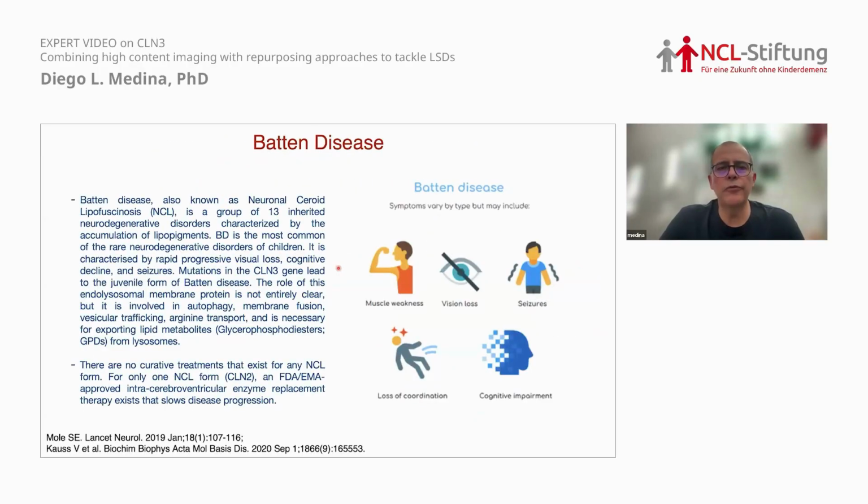So today I would like to put one of these examples as a successful example, in particular for Batten disease. As you know, Batten disease, also known as neuronal ceroid lipofuscinosis, is a group of 13 inherited neurodegenerative disorders that are characterized by the accumulation of lipopigments. Batten disease is the most common of the rare neurodegenerative disorders of children, and is characterized by a rapid and progressive visual loss, cognitive decline, and seizures. Mutation in the CLN3 gene lead to juvenile form of Batten disease.